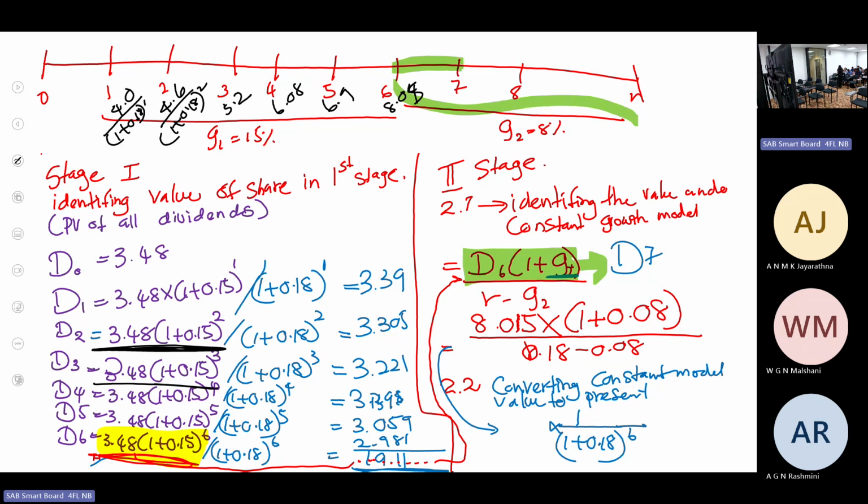86.94 should be multiplied by 1 over 1 plus r. So you receive this answer as 86.4 or something, multiplied by 1 over 1 plus r to the power 6, which gives us 32.11, right? So then the real value of this share.